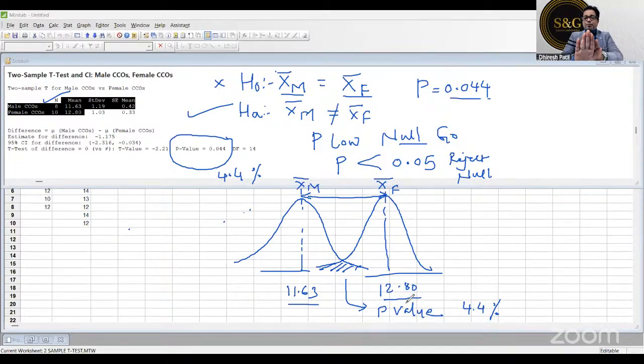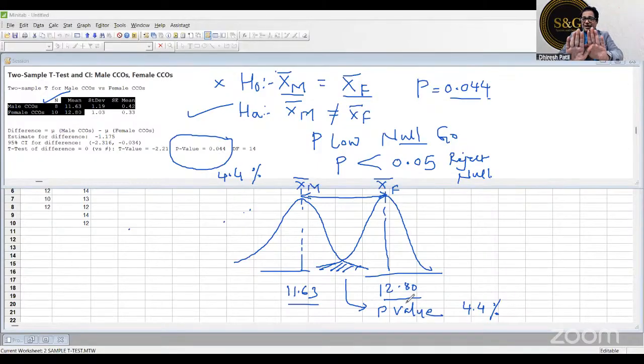Now let's make a small difference. Let's say male is 11.6, female is let's say 12. That's not a huge difference. Let's say the overlapping area is 50%. That means p value is 0.5. But what we say, if it is less than 0.05, which means 5%, right?